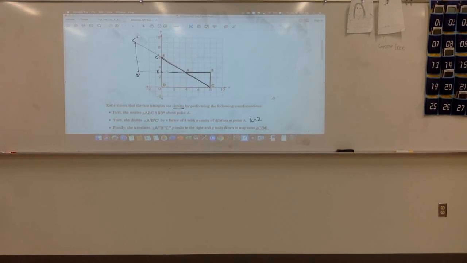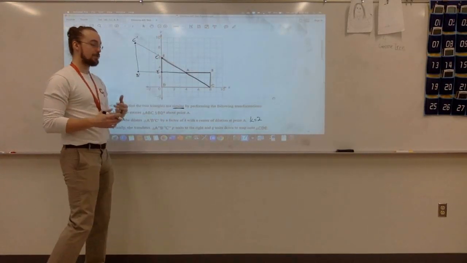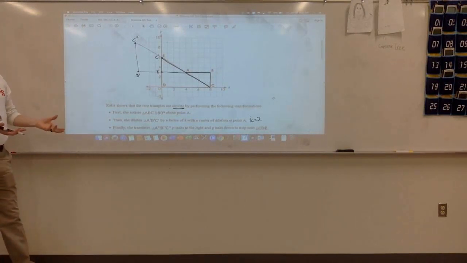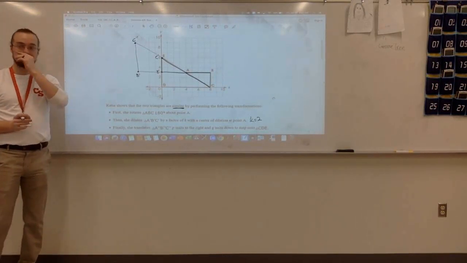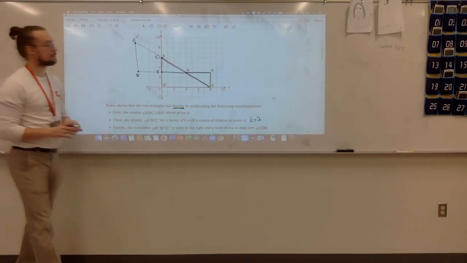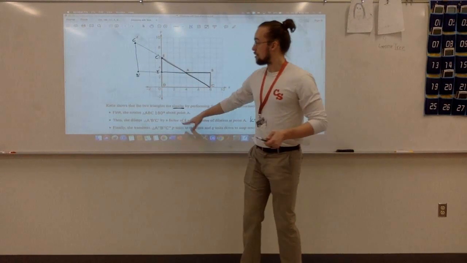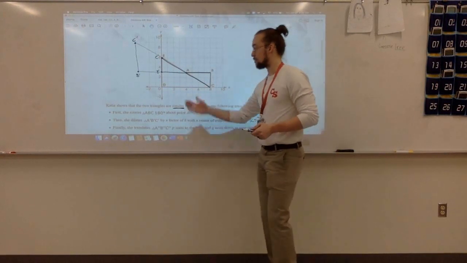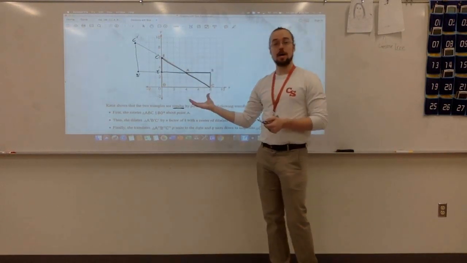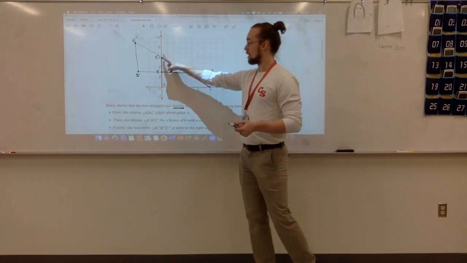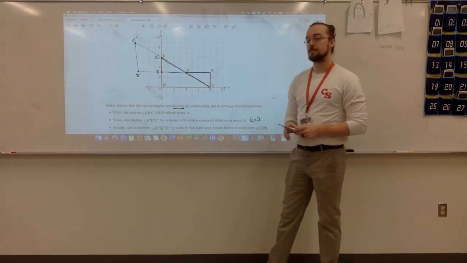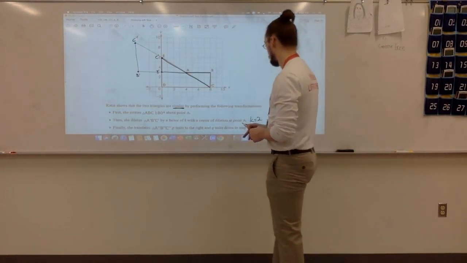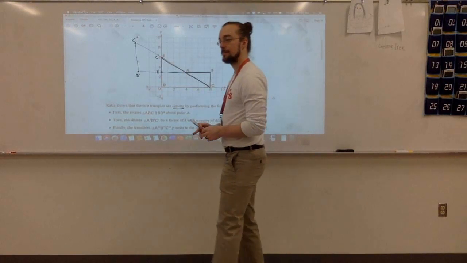So then finally, she translates P units to the right and Q units down to get this triangle on top of CDE. How far am I moving? So the final bullet says we're taking this triangle and now moving it P units to the right and Q units down to get it to sit on top of CDE. P is 4.